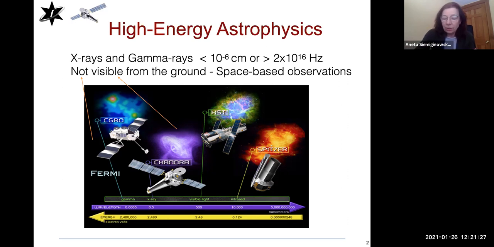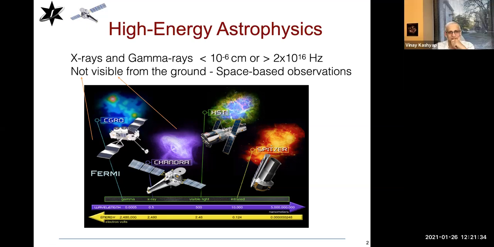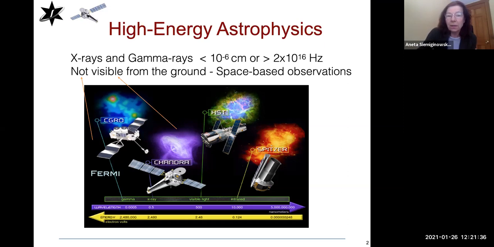The high energy astrophysics data are not detectable from Earth. So you really have to go out to space to detect X-rays or gamma rays. Some gamma rays, very, very high gamma rays or TeVs, can be detected on Earth, and there are different methods to detect those. So today I will really focus on the observations performed by Chandra and the issues related to Chandra, the data issues.